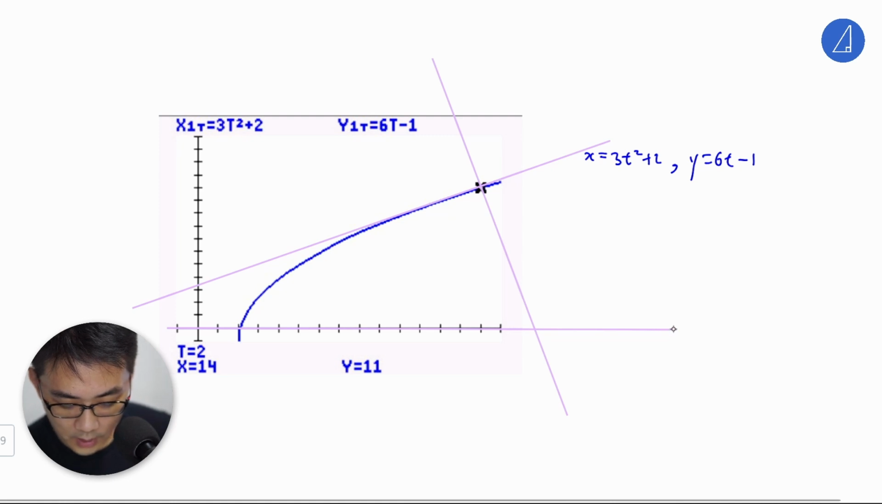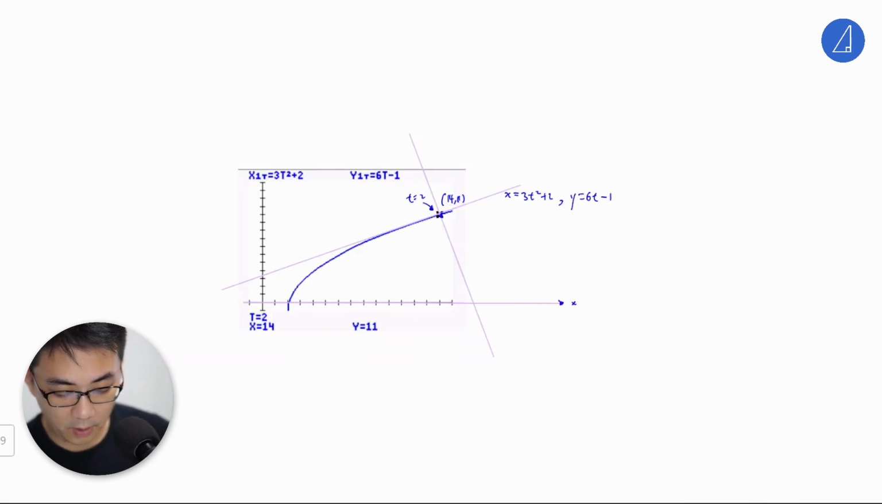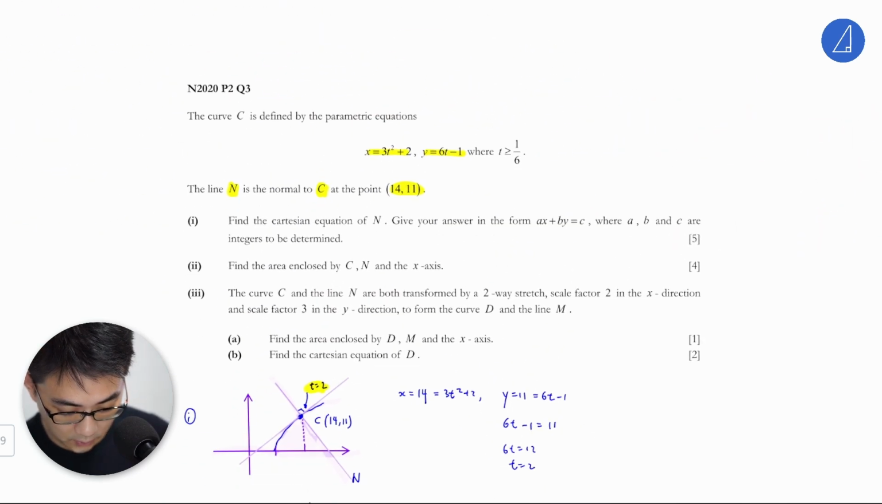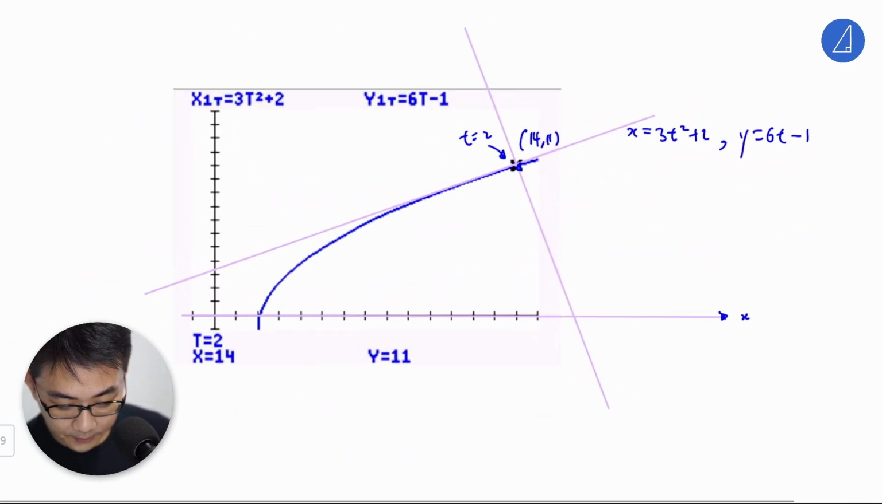All right. And the thing now is we know that this point we are given is actually 14, 11. So it's very good to just put a t equals to 2 here. This is the parameter. The parameter you're looking at is t equals to 2. And the graph is this, and this, right? And also the x-axis here.